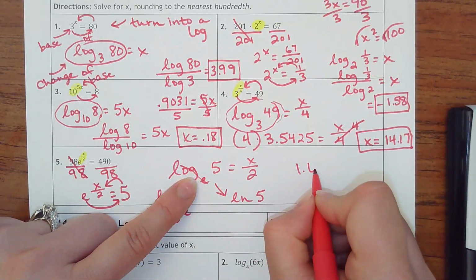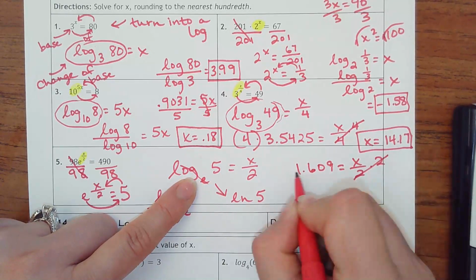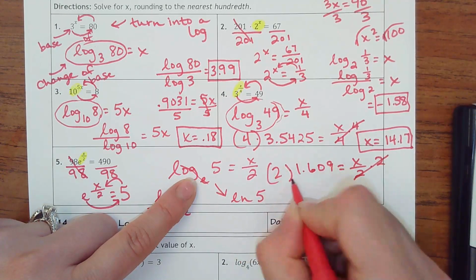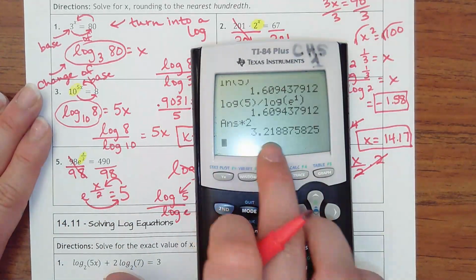This is 1.609-ish is x divided by 2. To get x by itself, you multiply by 2. So I'm going to take this number times 2, and I get 3.22.